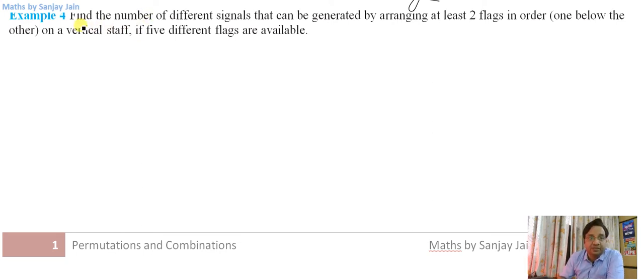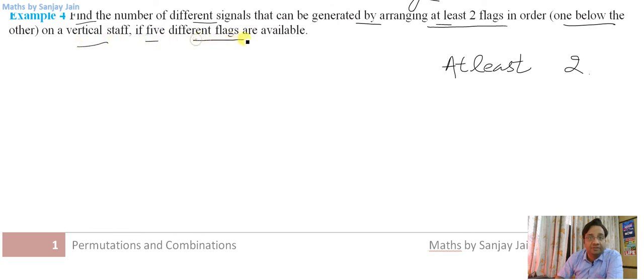For example, if this question is taken, find the number of different signals that can be generated by arranging at least. Now you have to notice, while doing this chapter, you have to apply your aptitude. Now it is at least 2 flags. This word, notice this word, at least 2 flags, okay, one below the other on a vertical staff.